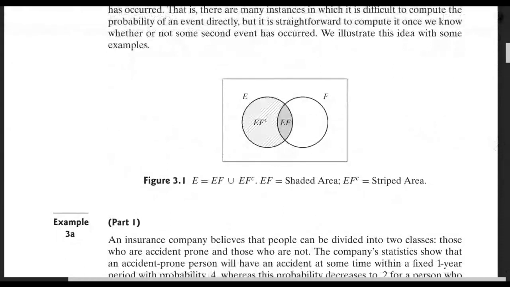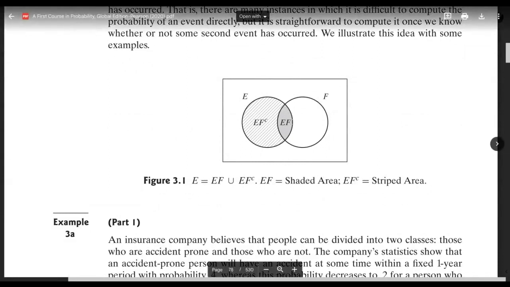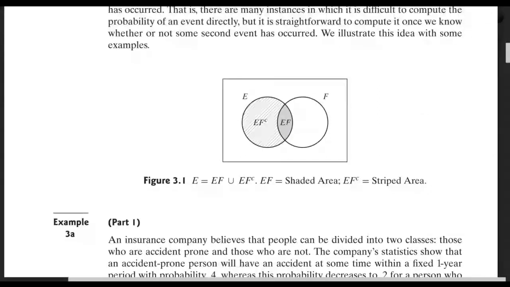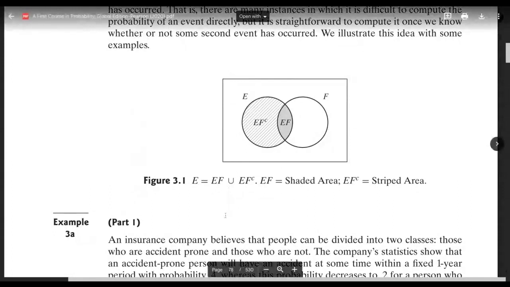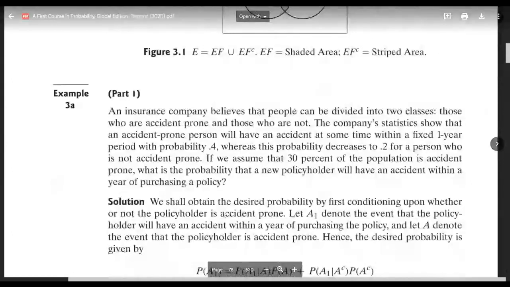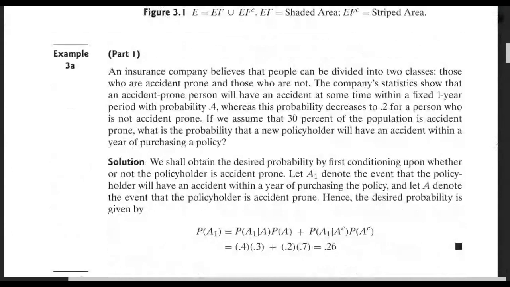So let's see this Venn diagram. E and F. So E intersected with F is this part. E intersected with complement of F is this part. So the union of those two, that's E. Let's see example 3a.